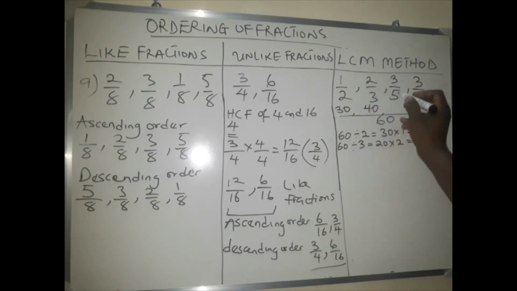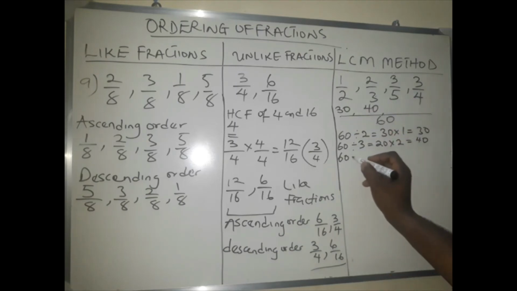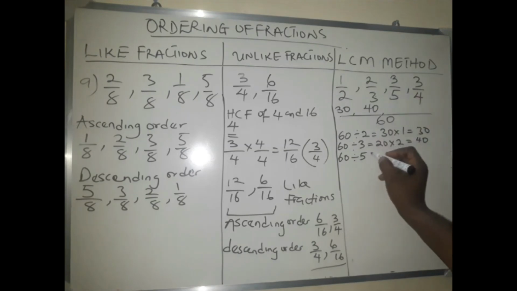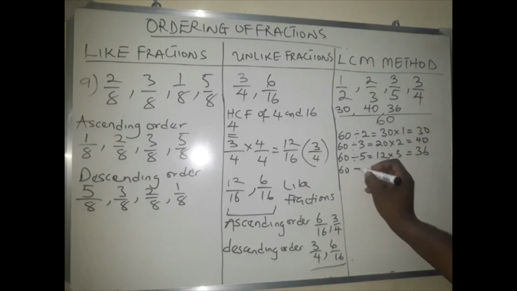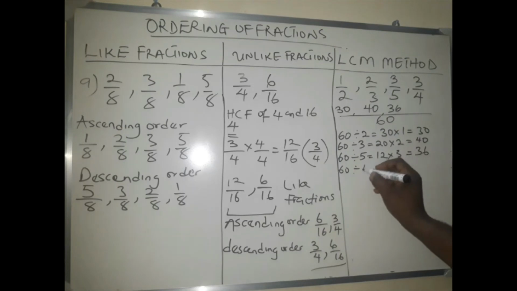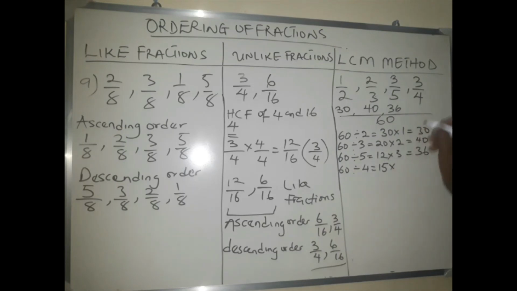Do the same thing for this one. We have 60 divided by 5 is equal to 12. Then 12 times its numerator, which is 3, will give us 36. So write 36 under here. And lastly, we do 60 divided by 4, which is equal to what? 15. 15 times the numerator, which is 3, equals 45.